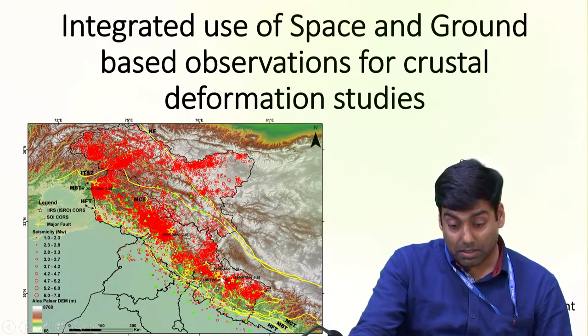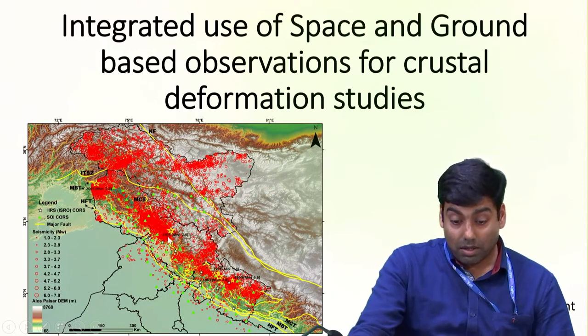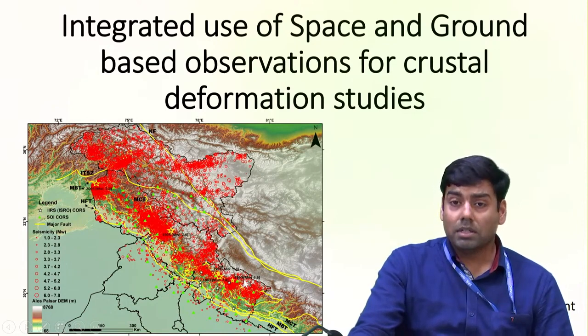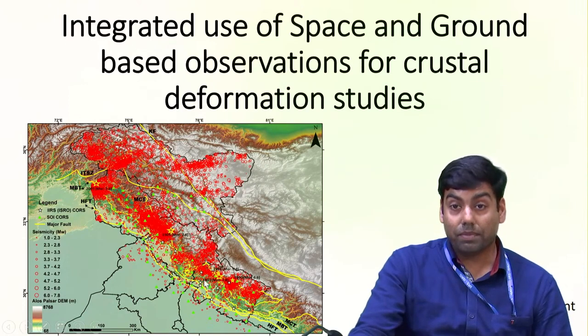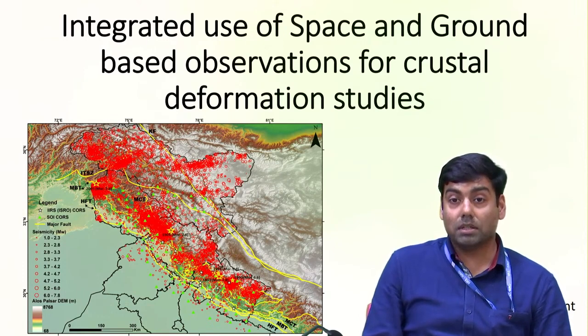These big stars basically represent the major earthquakes which have occurred. In 2005, this is called the Jammu earthquake. In 1905, the Kangra earthquake. In 1991 and 1999, the Uttarkashi earthquake and Chamoli earthquake. And in 1803, so long back, this is the Chamoli earthquake, but long back.